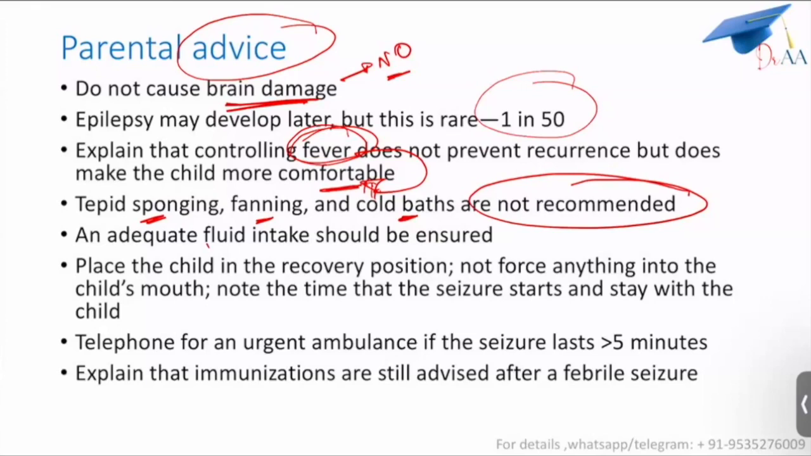Make sure they have a lot of fluids, because fever itself will cause a lot of sweating and there will be loss of fluids, and the patient can go into dehydration. For that reason, make sure the kid has plenty of fluids. At the same time, if the kid ends up having one more seizure, what to do? Start the time. If the seizure lasts for more than 5 minutes, call for an ambulance and get the kid back to the emergency department as soon as possible.